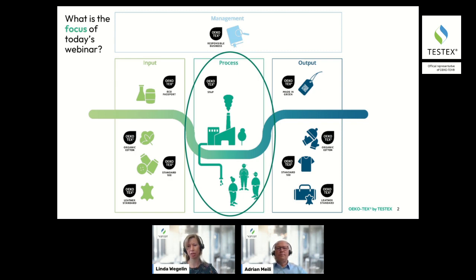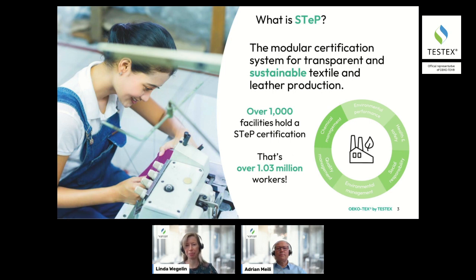Now you may ask yourself, what is STEP? So, Adrian, could you give us a bit of an insight here? Yeah, in a short abbreviation, I'd like to do that. STEP is a model certification system for sustainable textile and leather production. It includes 6 modules, as displayed here on the right-hand side: chemical management, environmental performance, environmental management, social responsibility, as well as quality management and health and safety management. All these 6 modules make up this very comprehensive standard.